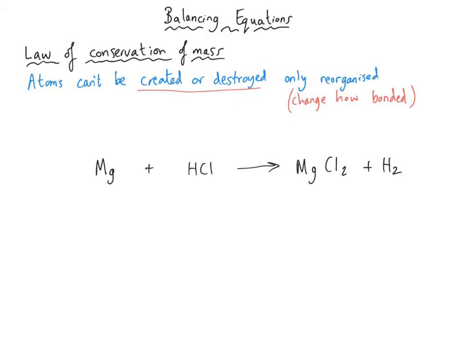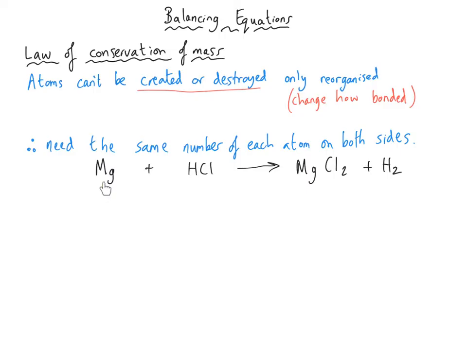And so, as a consequence of that, what we need to recognize is that you need to have the same number of each type of atom on both sides of the equation, because we can't be destroying atoms or creating atoms. So for instance, in this equation here, we've got one magnesium on the left-hand side and we've got one on the right. So we're obeying the law of conservation of mass here.